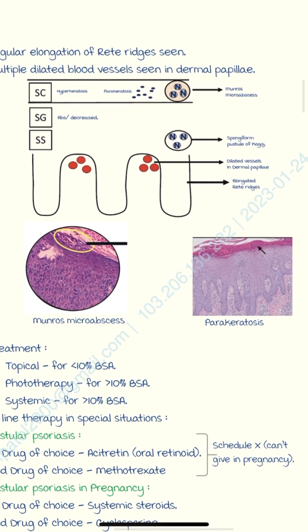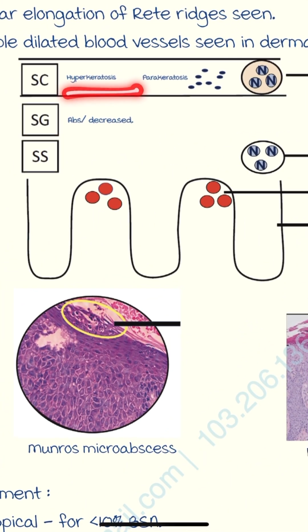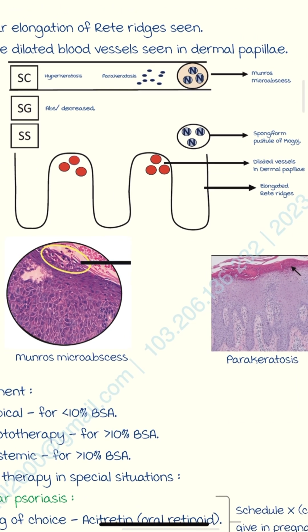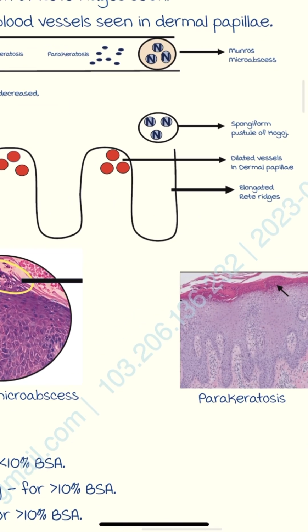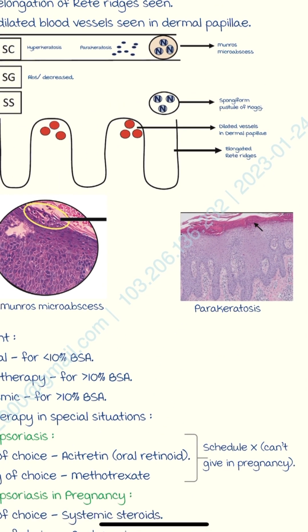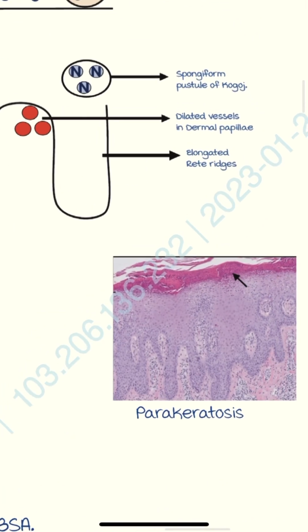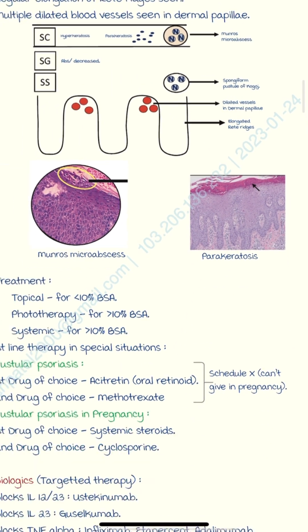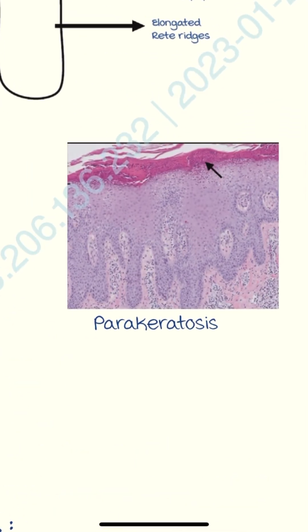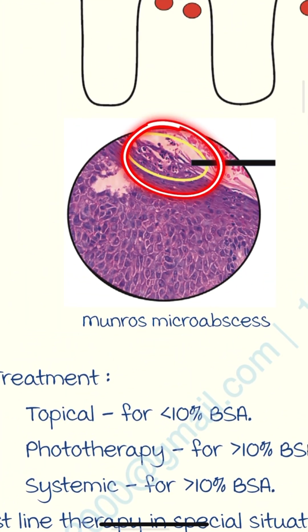All these features: hyperkeratosis in the stratum corneum, parakeratosis, and Munro's microabscess; in the stratum granulosum, absent or decreased; and in the stratum spinosum, spongiform pustule of Kogoj. There is presence of dilated vessels in the dermal papilla, and elongated rete ridges can be seen. Histological images of parakeratosis and Munro's microabscess.